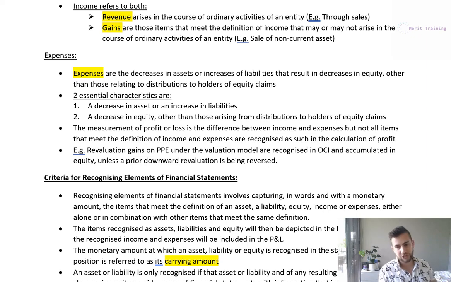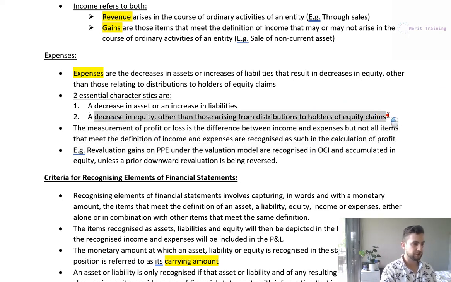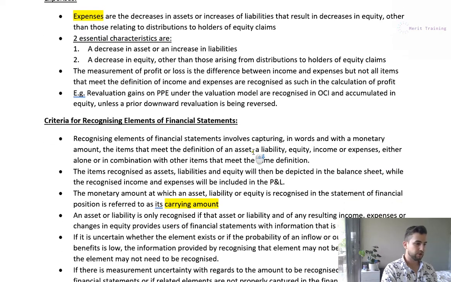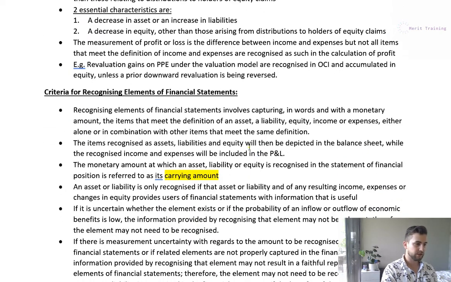But the general journal for that would be credit liability to increase your provision, but the other side is going to be an expense. So an expense could also just be an increase in liability on one side to the expense. But it could also be a decrease in equity as well, other than those arising from the distributions to holders of equity claims. So there's various different kinds of expense situations which you'll learn over the course of this subject.